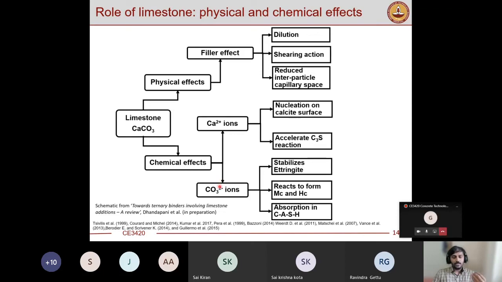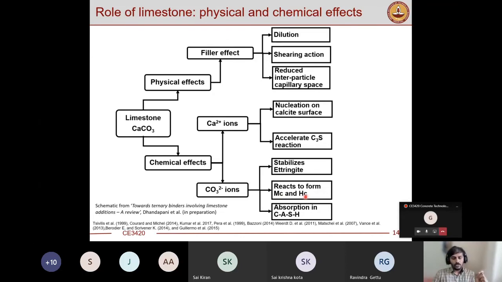Then you have carbonate ions. What carbonate does is, as I talked about initially, it stabilizes ettringite, right? And then the carbonate reacts with alumina, which is present from clay, right? Calcined clay, as I told, is composed of silica and alumina. So the carbonate reacts with alumina to form hydrated phases, which are called monocarboaluminate or hemicarboaluminate, right?